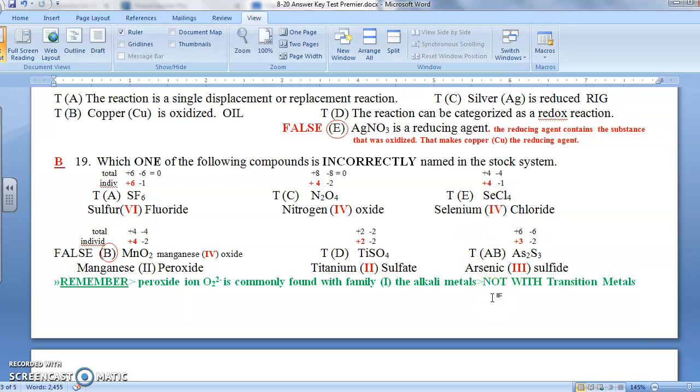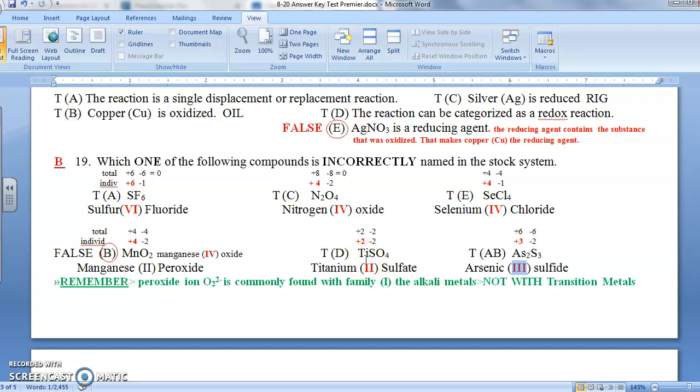Let's take a look at letter D. I don't know why we're going this direction. Letter D. We could call this diarsenic trisulfide. That's the prefix system. But they want to know the stock system. Sulfide gets its -2. 3 times -2 is -6. Overall, there is no charge in this compound. So what do I add to -6 to get 0? That's a +6. I have 2 arsenics adding up to +6. Each arsenic must be +3. That would be arsenic 3. In the stock system, you use a Roman numeral to tell you the oxidation number.